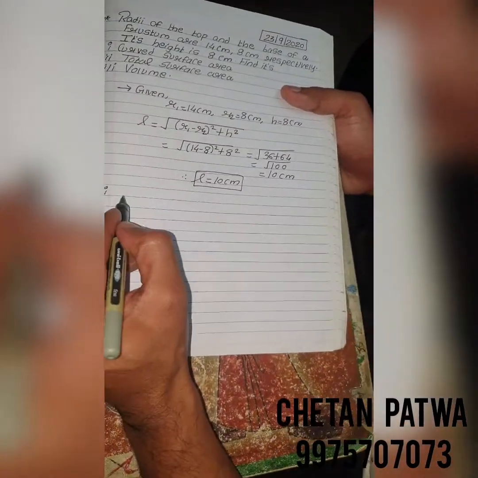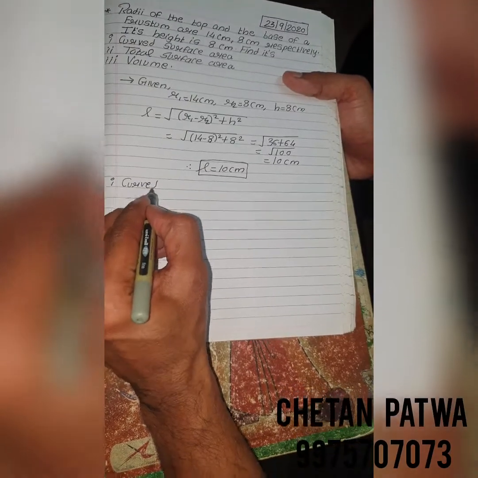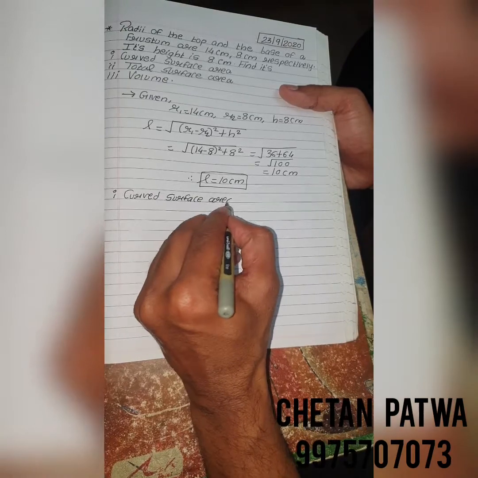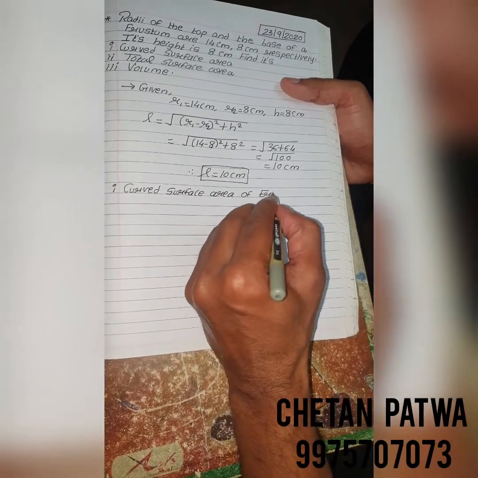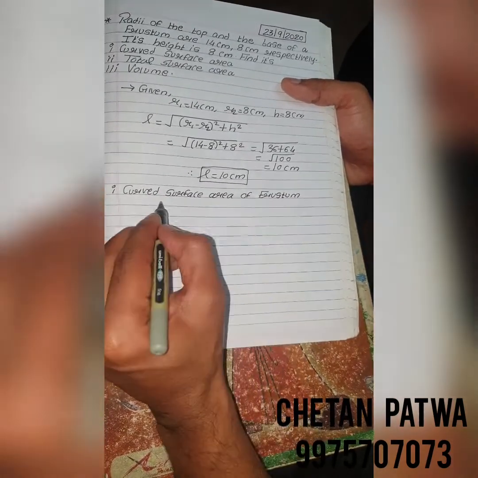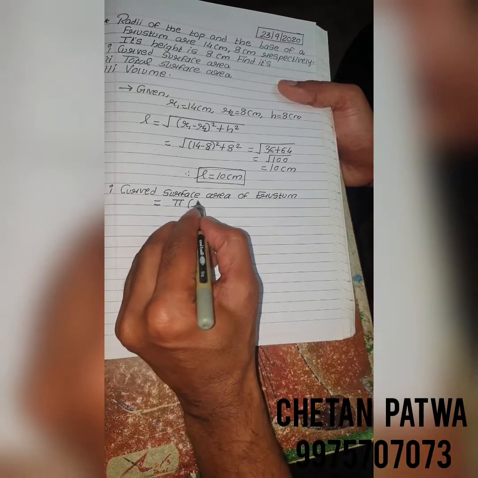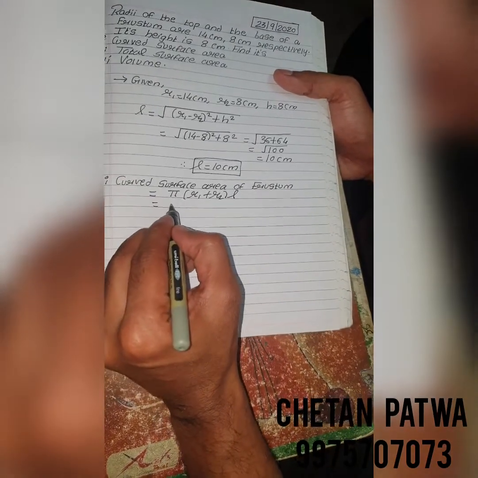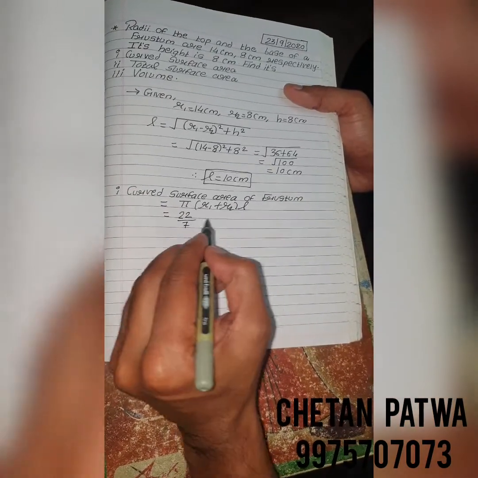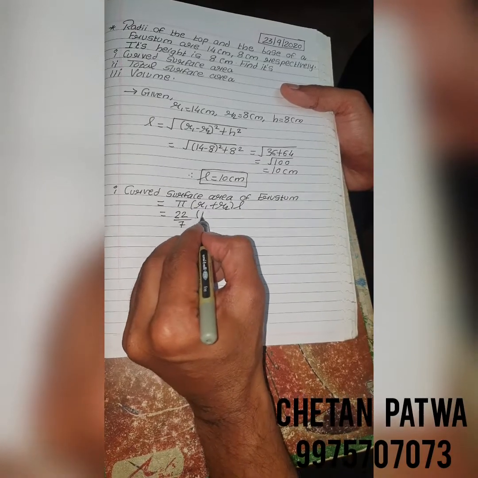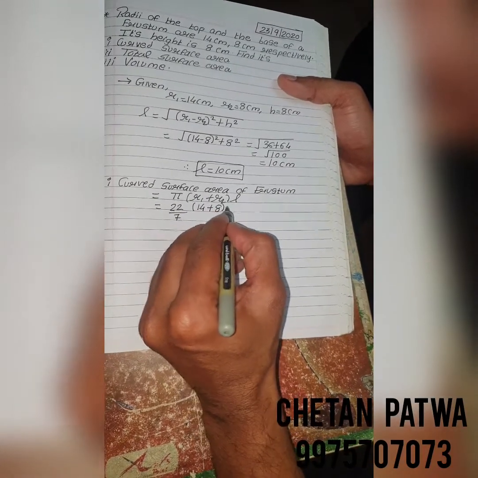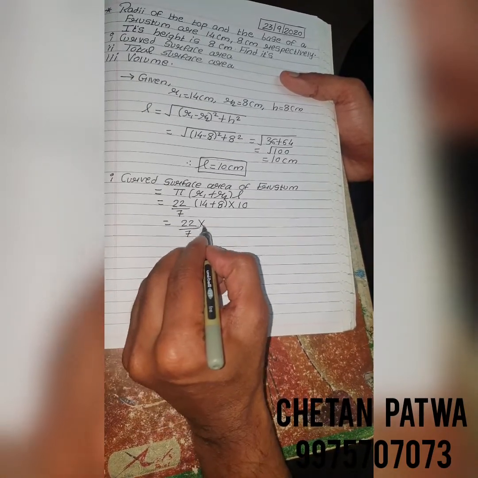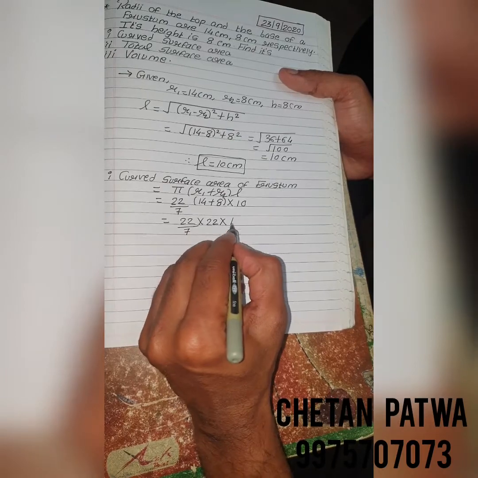Number 1, we have to find out curved surface area of frustum. Let's see the formula first. It is equal to pi (r1 plus r2) into l. Let's substitute the value 22 upon 7. Now what is r1? 14. What is r2? 8. What is l? 10. That is equal to 22 upon 7 into (14 plus 8), 22, into 10.